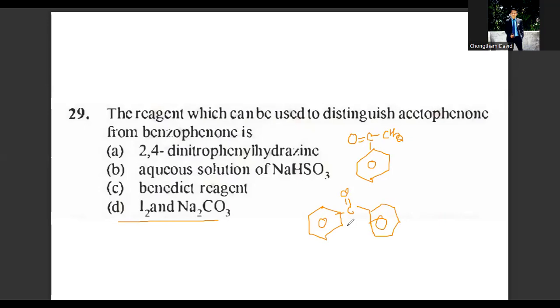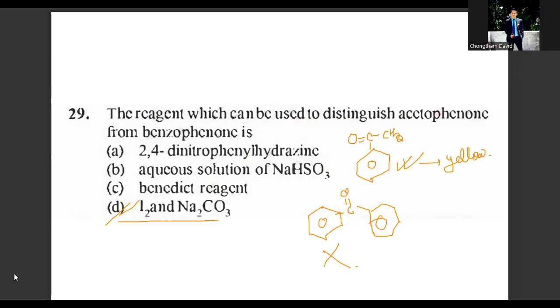Only acetophenone reacts with iodine and sodium carbonate, and it gives a yellow precipitate. However, benzophenone does not react. If one reacts with sodium carbonate and iodine, and the other does not, you can easily distinguish the compounds. So this must be acetophenone, which gives a yellow PPT on reaction with iodine and sodium carbonate, whereas this does not give any PPT. So what is the reason to distinguish this? Iodine and sodium carbonate.